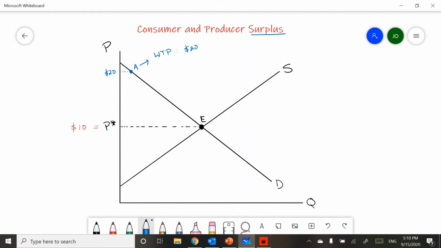So, graphically, we can say that this portion of the graph is the consumer surplus for consumer A. Now, we can have different consumers. Let's call them B. And each of them is going to have a different willingness to pay. And so, each of these is going to have their own shaded area.